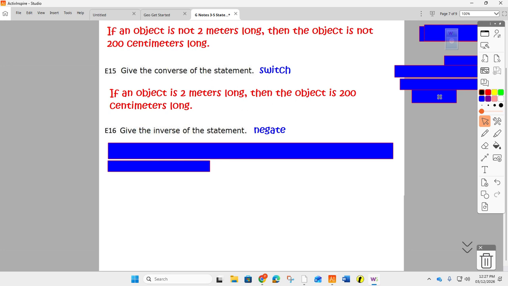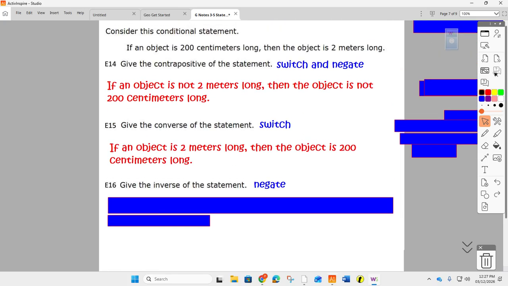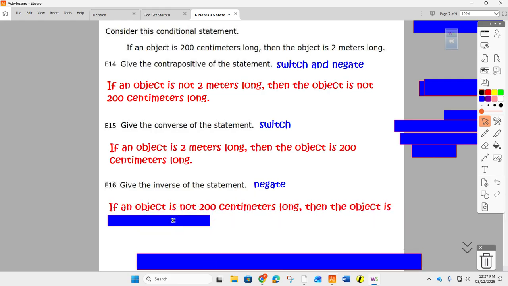What'd you write, Xavier? If the object is not 200 centimeters long, then the object is not 2 meters long. That's exactly right. That is the inverse. All right, so far so good? Okay.